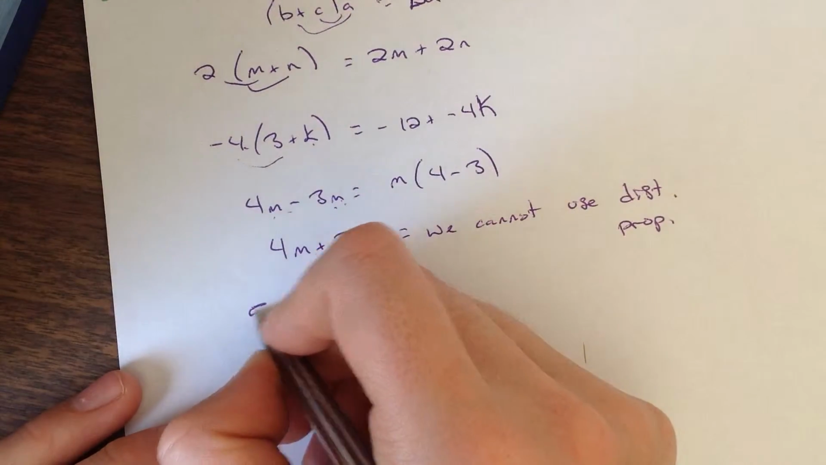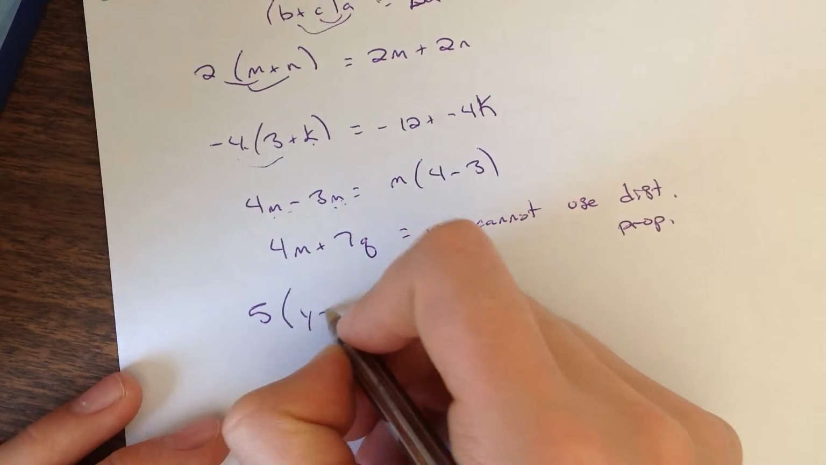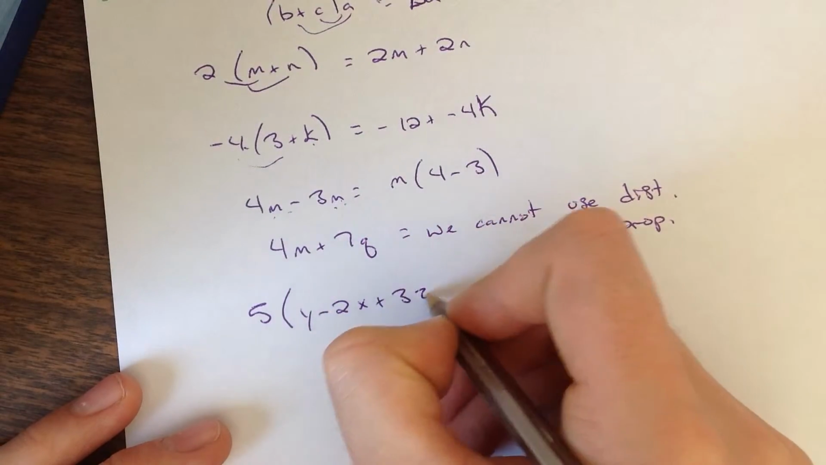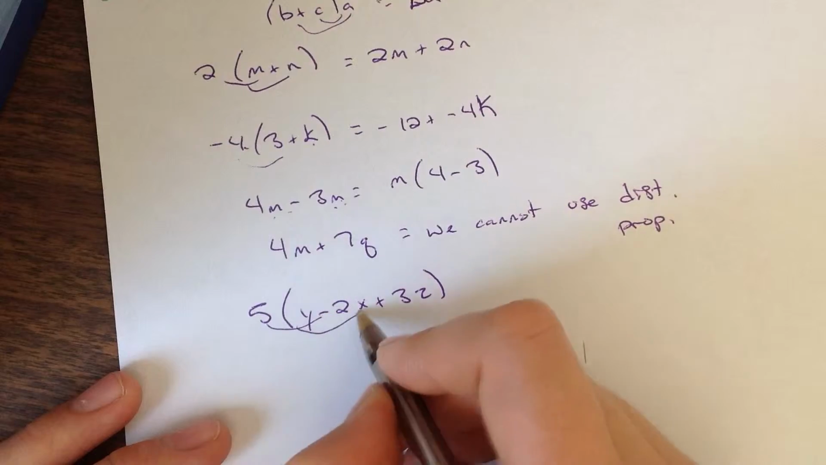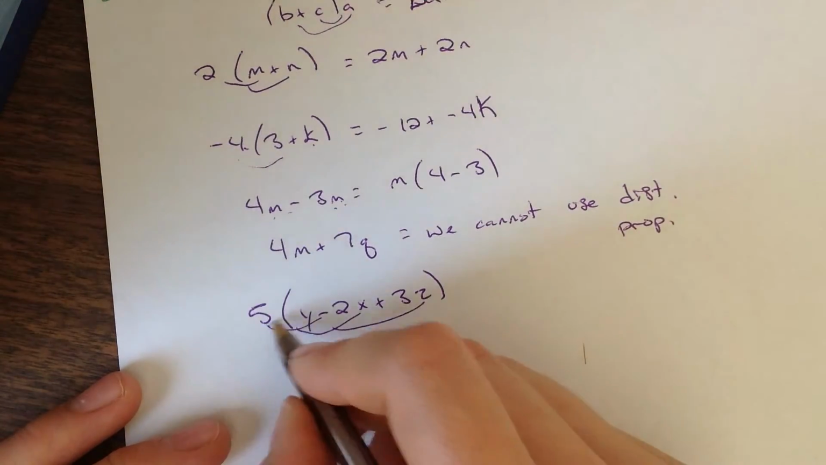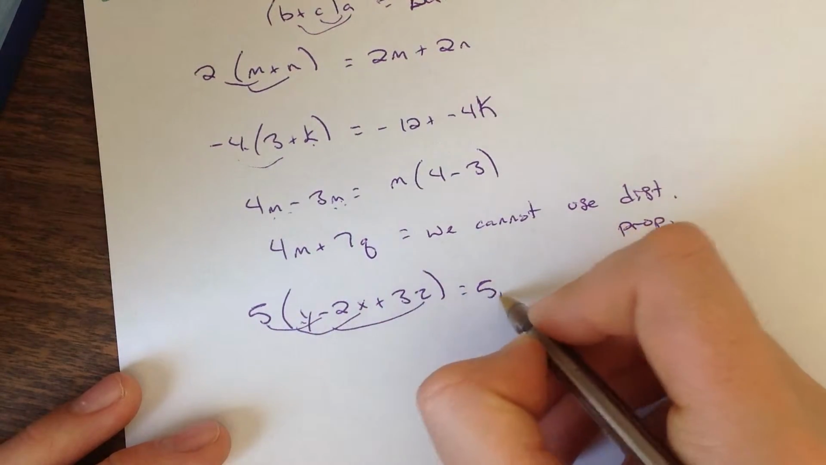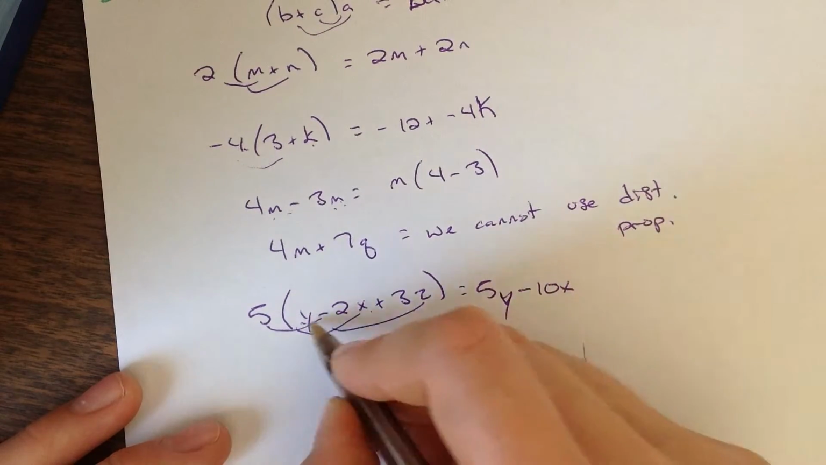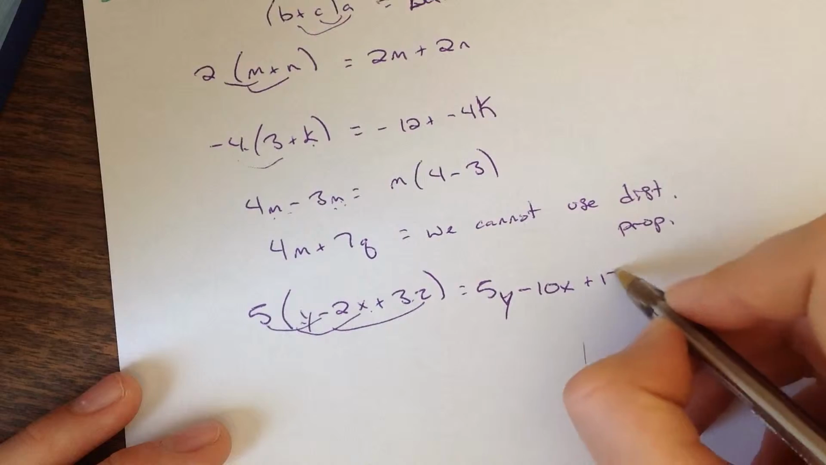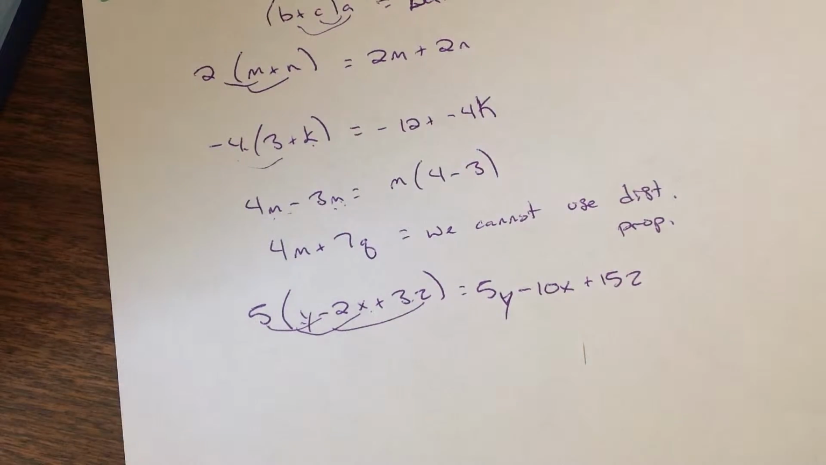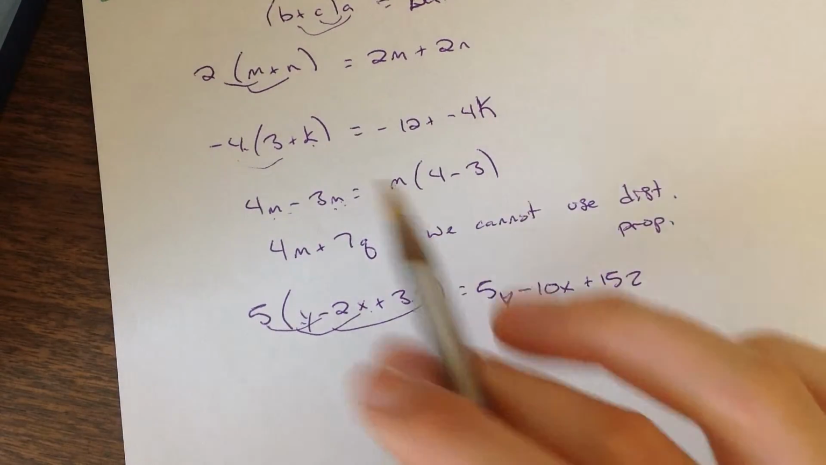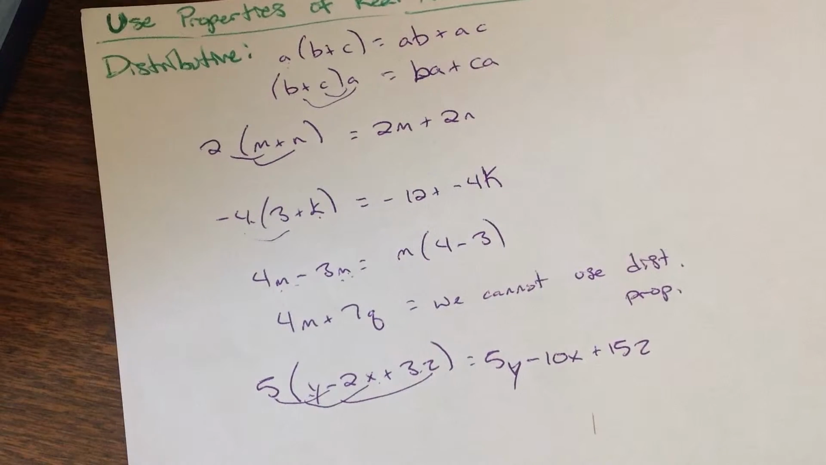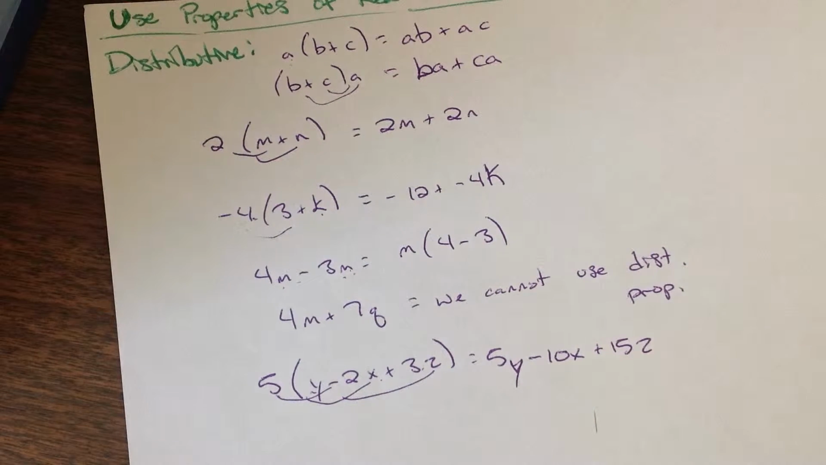Lastly, this also works if I have more than 2 things inside of that parentheses. So it distributes to each piece inside. So we say 5 times y is 5y. 5 times negative 2x is negative 10x. 5 times 3z is 15z. And it distributes to all 3 of them. So the distributive property you will see a lot in problems.